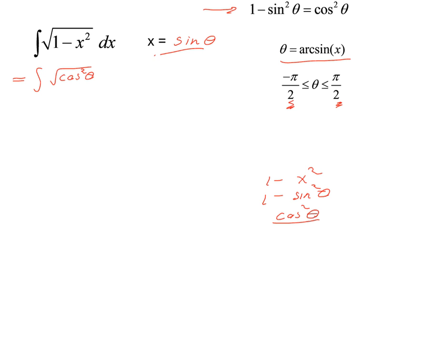And then dx. Well, what is dx? dx is equal to the cosine theta times d theta. Substitute that in, so this is times cosine theta d theta. Whenever I have the square root of something squared, it's always going to be absolute value, at least to start with.